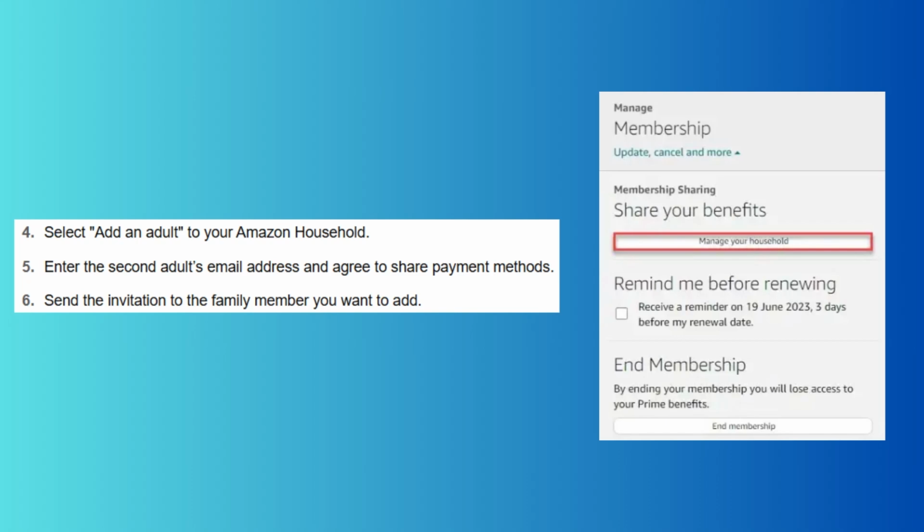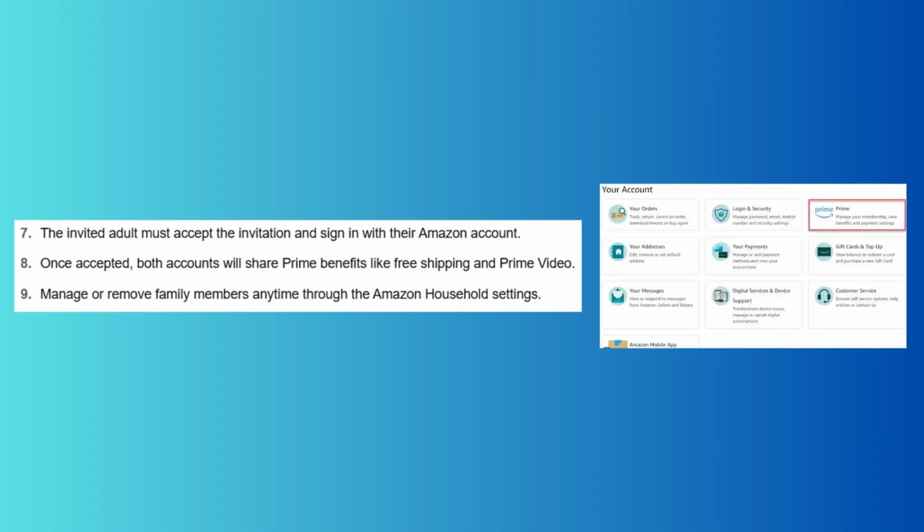Enter the second adult's email address and agree to share payment methods. After that, send the invitation to the family member you want to add. The invited adult must accept the invitation and sign in with their Amazon account. Once accepted, both accounts will share Prime benefits like free shipping and Prime Video.